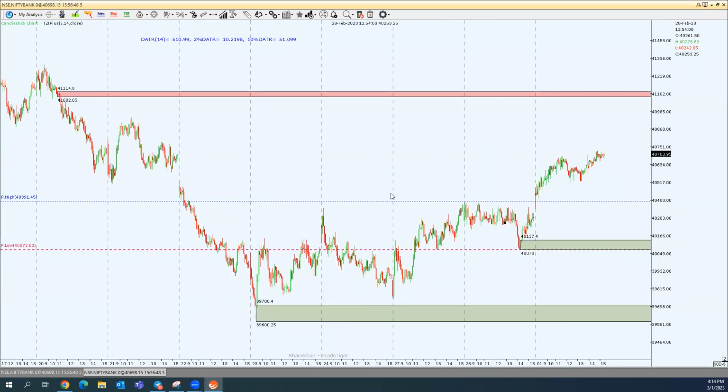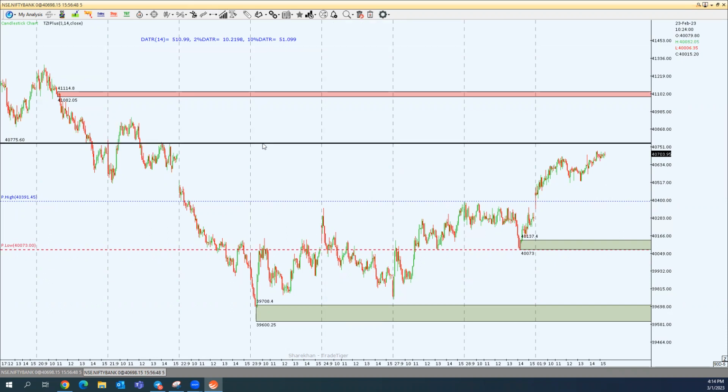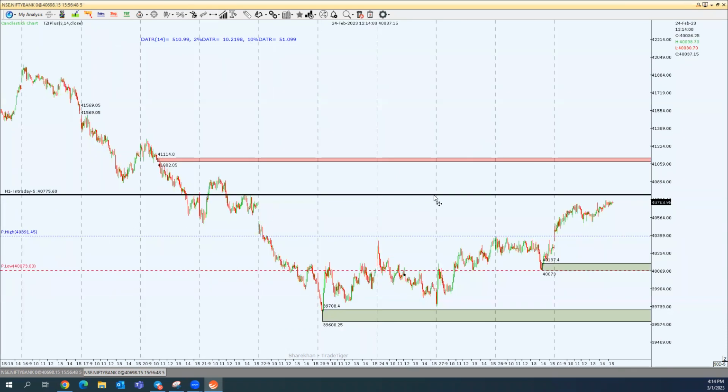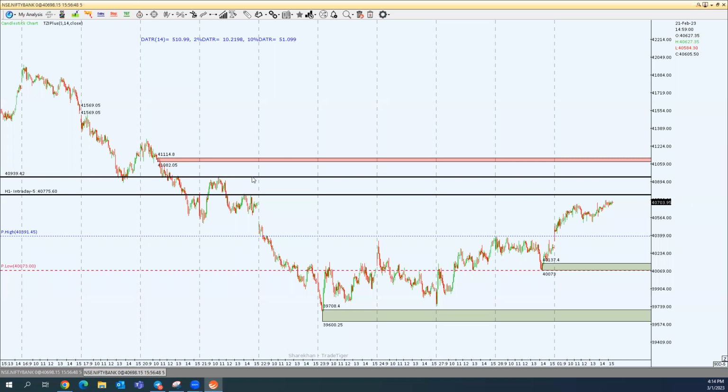Tomorrow, in case the price goes below this level, 40,390 or 40,400 levels, then there is a chance the market can go till 40,100. And on the upside, if you see price sustaining above 40,770 levels, something like that, you can expect at least the first target of 40,900, and then 41,080, something like that.